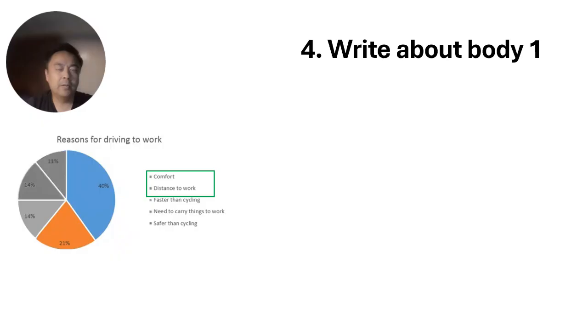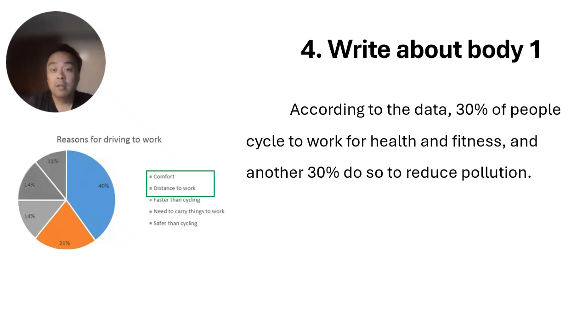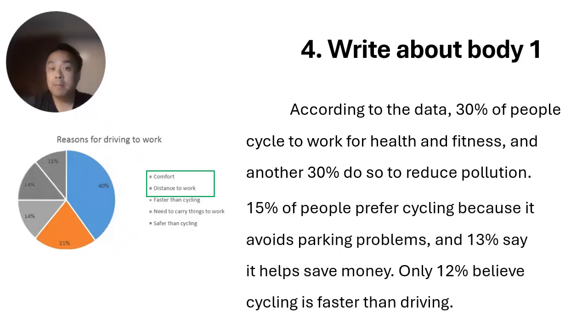Now it's time to put these groups into paragraphs. There are different ways you could group the information. The obvious one is to talk about driving in one paragraph and cycling in another. So over here, according to the data, 30% of people cycle to work for health and fitness. This is reporting one of the key slices, and another 30% do so to reduce pollution. Nice. The remaining part of this paragraph talks about the three smaller slices of that pie. Pause the video to have a read.